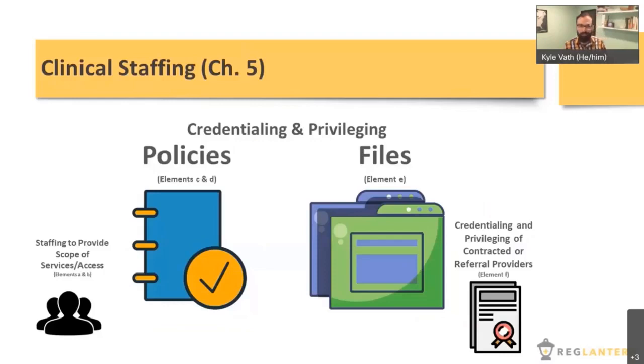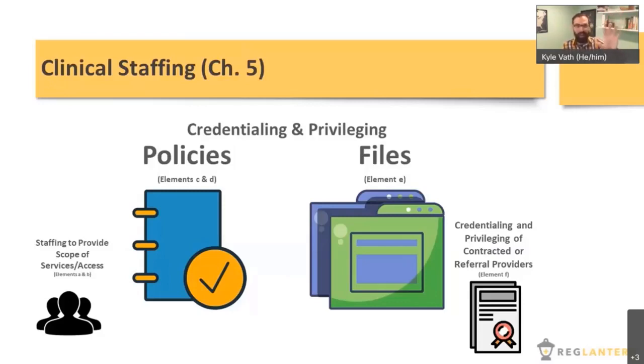When we look at clinical staffing, chapter 5, there are basically 4 different areas. We'll look at, do you have the appropriate staffing makeup to provide access to your patients? And then you'll also look at, are you providing assurances that you are credentialing and privileging contracted or referral providers that we talked about in the last chapter? So we've already gone over that quite in detail. So those are the smaller areas. The biggest areas we're going to talk about today are the policies and the files. So we're going to look at all the requirements for that credentialing and privileging policy.